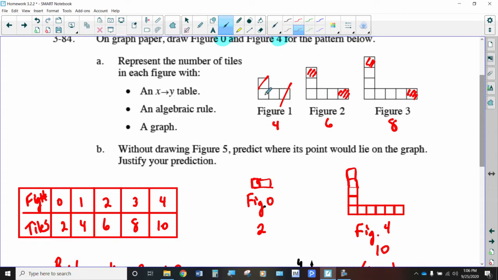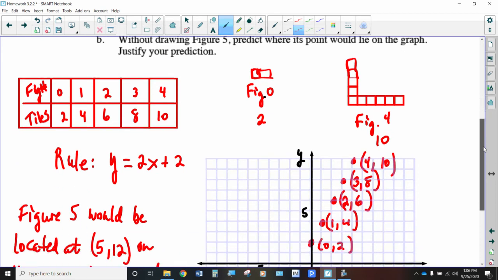So yes, there they are. These 2 right there are those right there. So figure 0 has 2, figure 1 has 4, figure 2 has 6, figure 3 has 8, figure 4 has 10, and then that would keep going on and on.